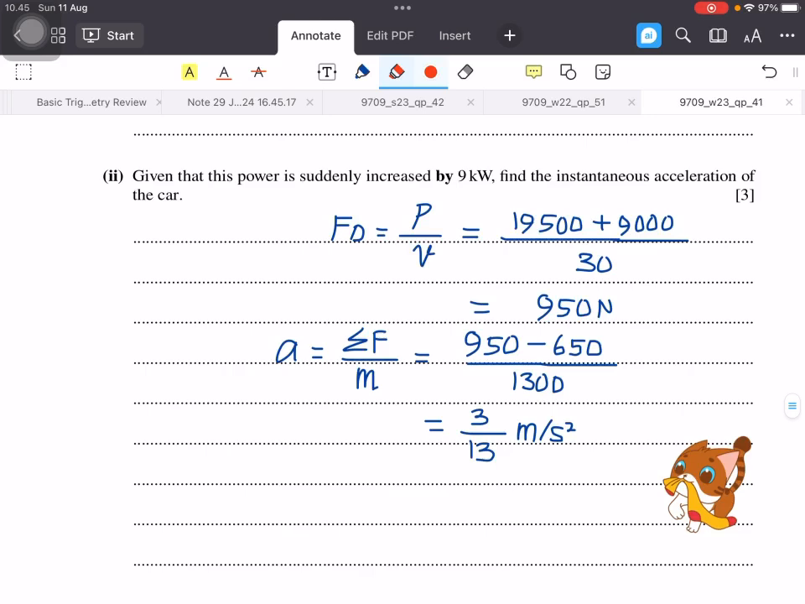The acceleration is the net force divided by mass. It's equal to 950 minus 650 over 1300. The answer is 3 over 13 meter per second squared.